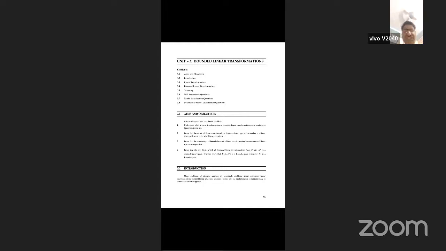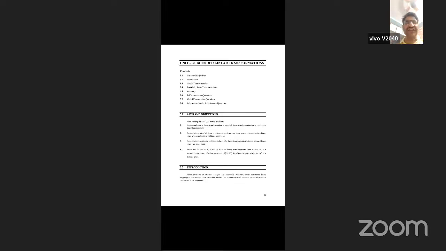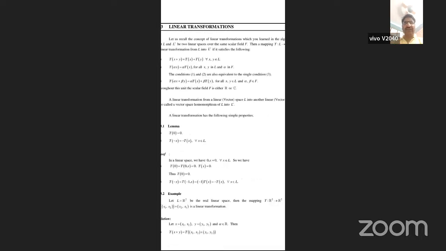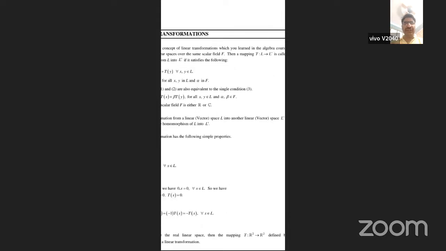Now here the linear transformation is defined. Just look at the screen. Now this is the definition. Okay, this is the recall of the concept of linear transformation from the undergraduate level, and the previous units are also there.